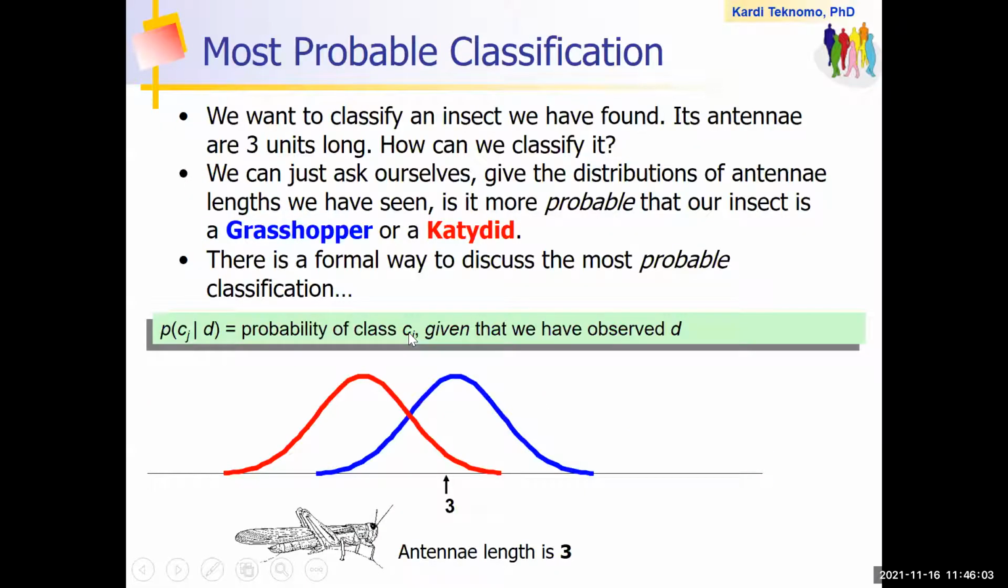Okay, suppose you have new data with an antenna length of 3. How are you going to classify this? Whether it is katydid or grasshopper. The red here means katydid, the blue here represents the grasshopper, right? Suppose you know the antenna length is 3. This is a new insect.